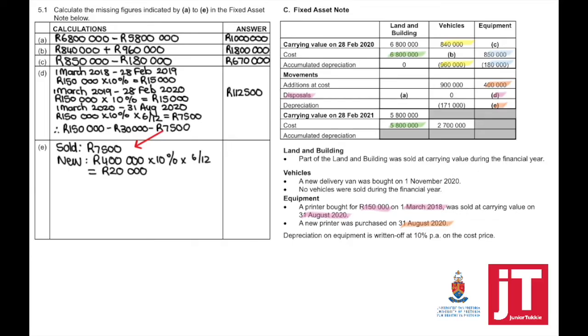The cost on the new was 400,000. The new printer was purchased on 31 August 2020. So calculating depreciation on the new is from the day we purchased it until the end of the accounting period, and that equals 6 months. The old, the remaining, that which we had for 12 months, is my cost in the beginning times 10%. So my total depreciation is that which we sold plus the new plus the old.